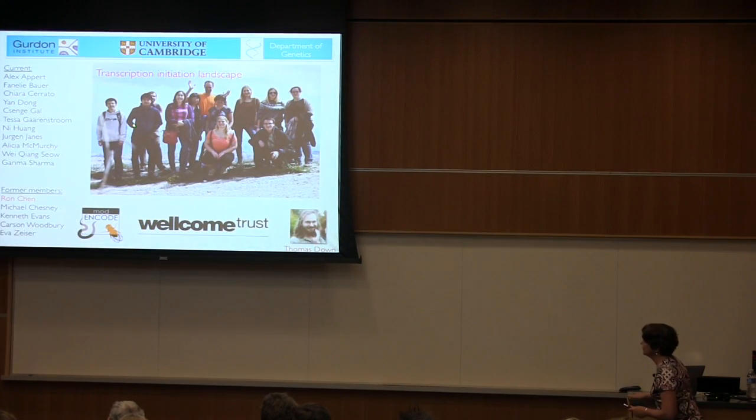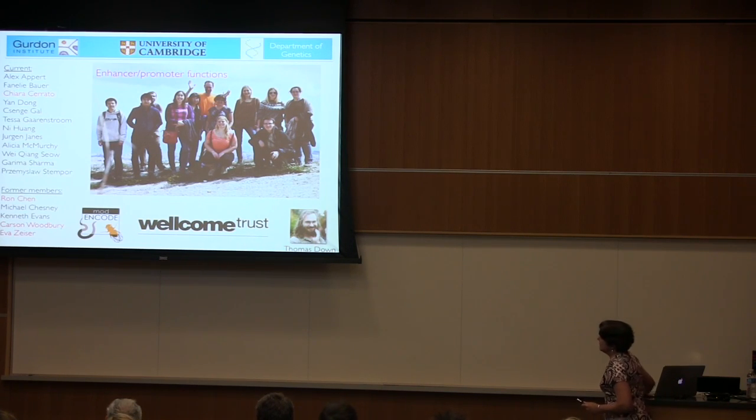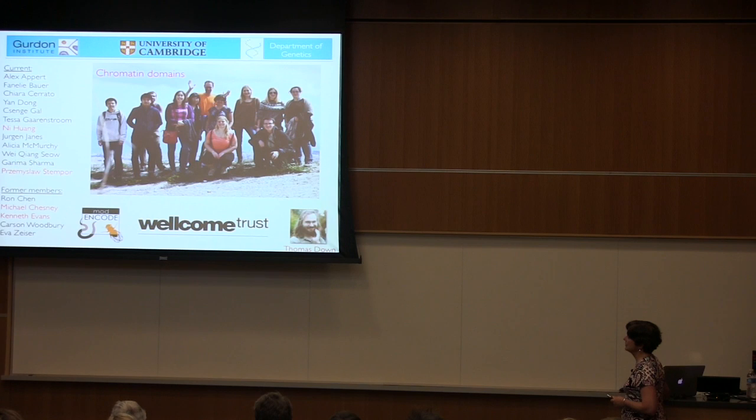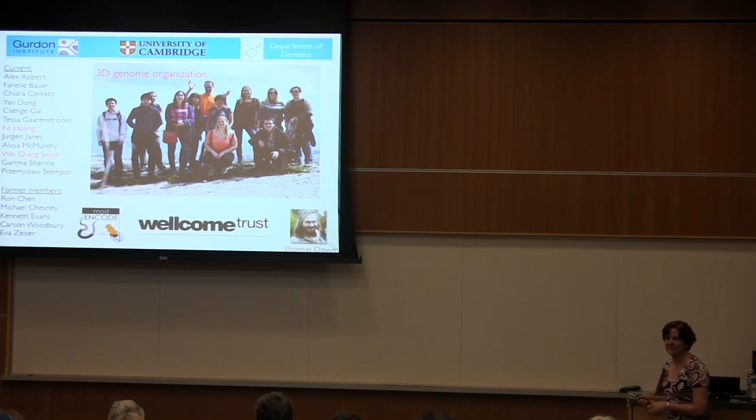So to tell you who did the work: the transcription initiation work that I told you about at the beginning was mainly done by Ron Chen, and it was a collaboration with Thomas Down. The enhancer promoter functions work was done by Chiara, Ron Chen as well, Carson and Ava. The chromatin domain work was mainly done by Ni Huang and Kenneth Evans, and Mike Chesney and Shemek Stempor also helped. For mapping the regulatory elements, Alex, Jan, and Jürgen contributed. And finally, this new Hi-C method has been done just by Ni Huang and student Wei Kang. So I'm happy to take any questions.